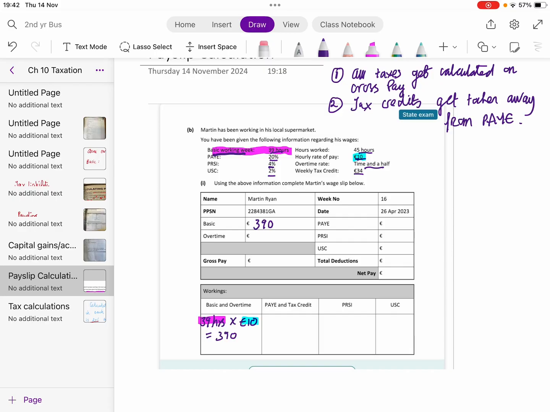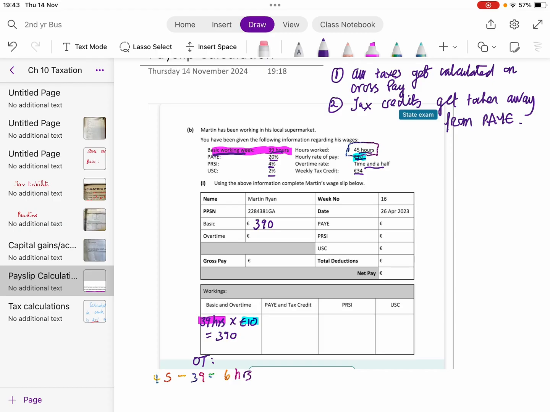So the next thing I have to figure out is my overtime. So the box here isn't massive, girls, so I'm actually going to write it underneath the box. So how do I get my overtime? So generally up here, if I look at this, I have 45 hours that I worked. So 39 hours was my basic. So 45 minus 39 is equal to 6 hours overtime.